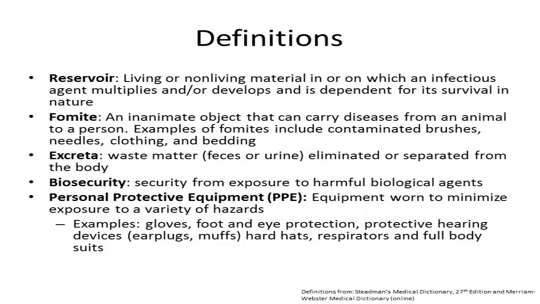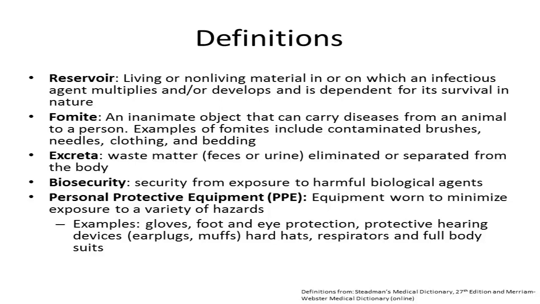A disease reservoir is the living or non-living material in or on which an infectious agent multiplies and/or develops and is dependent on for its survival. A disease reservoir can be a significant source of infection. Along with getting diseases from the disease reservoir, it is also possible to contract disease from fomites. A fomite is an object that carries disease from an animal to a person. Things such as contaminated brushes, needles, clothing, and bedding are all considered fomites. Excreta is waste matter that is eliminated or separated from the body, such as feces or urine, and is a common source of infection.